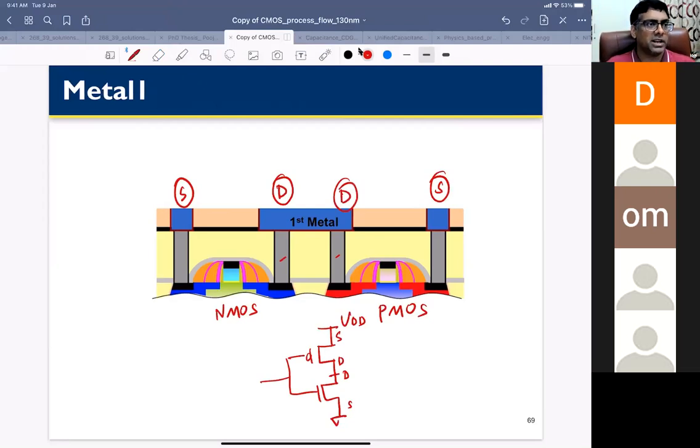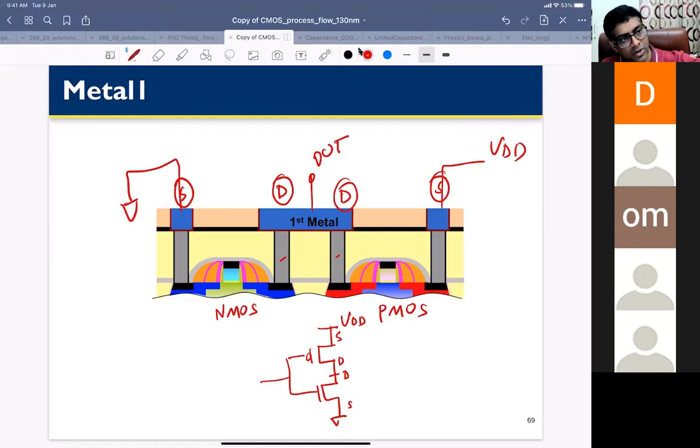So for an inverter, you may not need more layers of metal. You could deal with this if you are only fabricating a simple inverter, and the inverter will work. You take this metal and put it to ground, this to VDD, and this is your output. Your gate metal is not shown, but you could also have your gate metal where you give the input. So this is metal one, and for this simple inverter circuit you can do with only metal one.